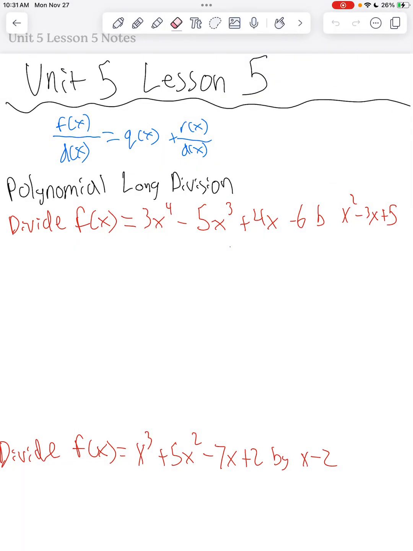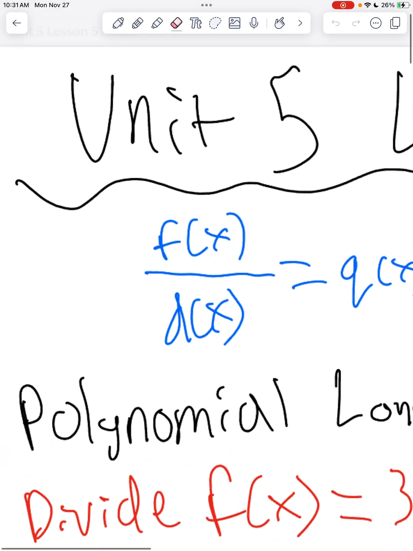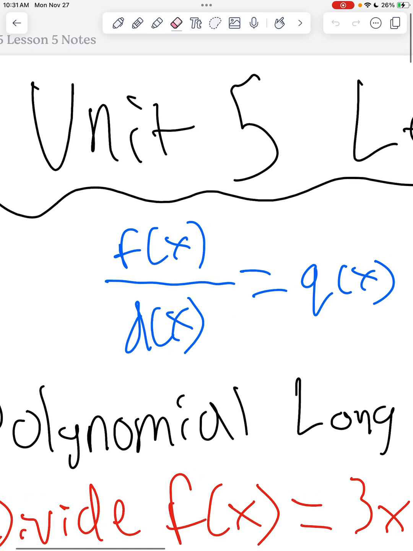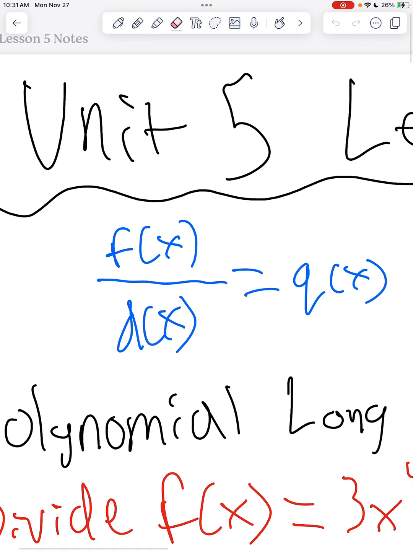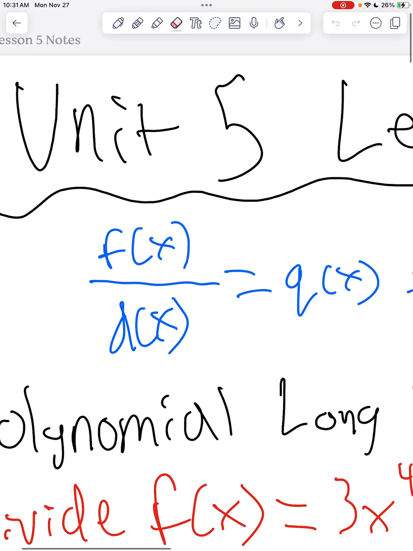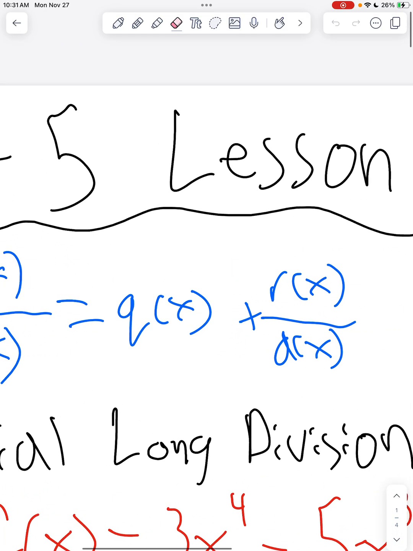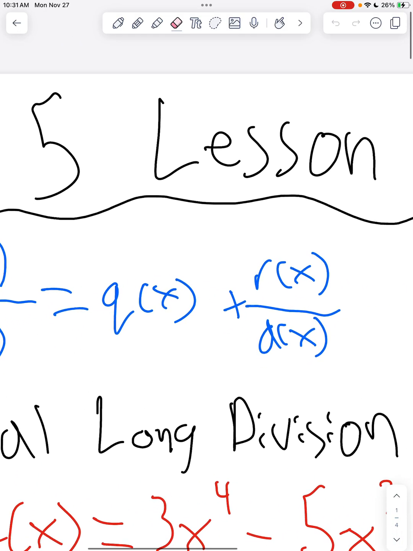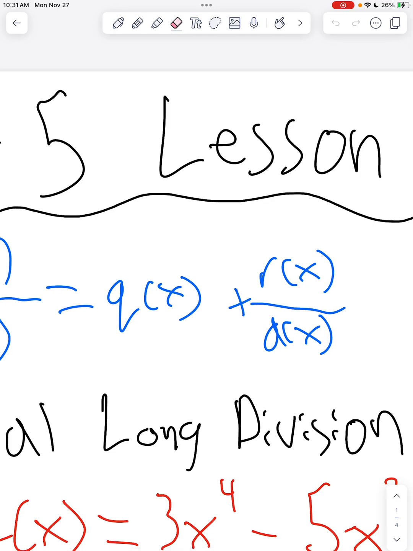All right, lesson 5. So we are going to be working on applying the remainder and factor theorems. Just in general, when we divide a polynomial, we take the numerator and divide it by the denominator. If you divide a polynomial f of x by a divisor d of x, you get a quotient polynomial q of x and a remainder polynomial r of x.